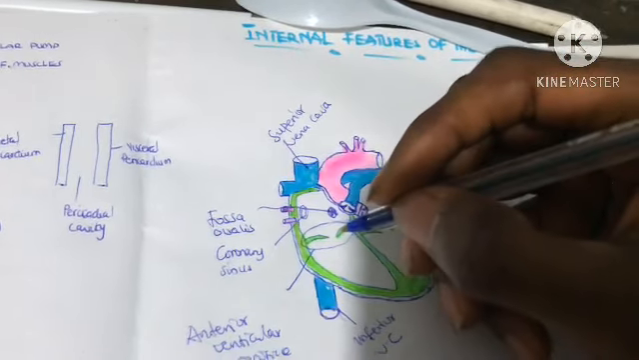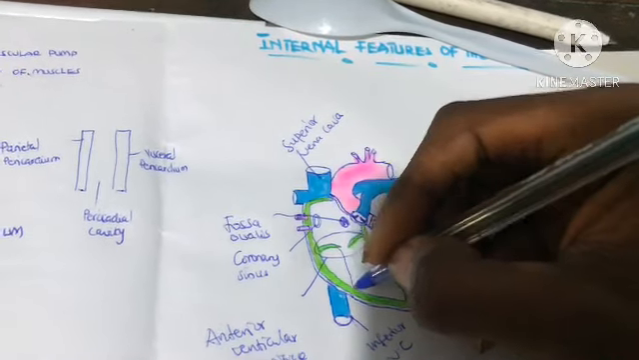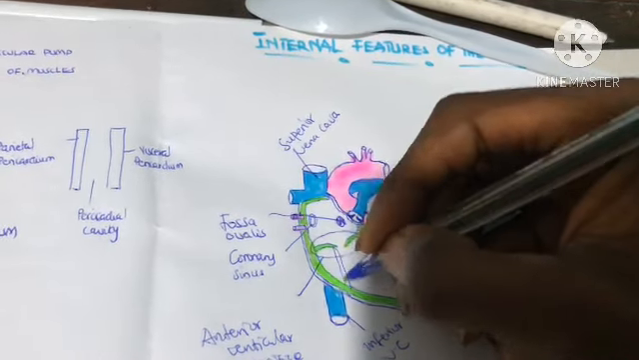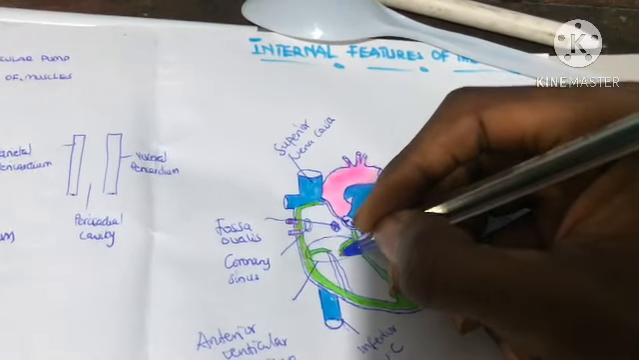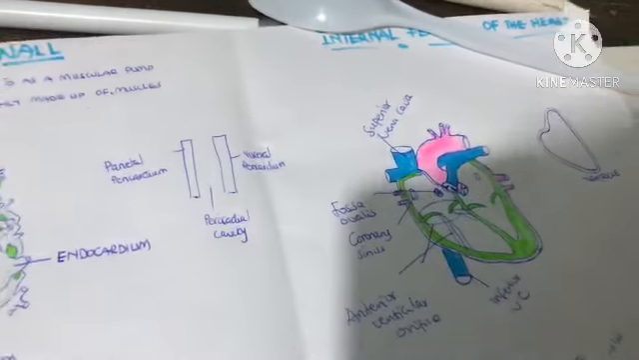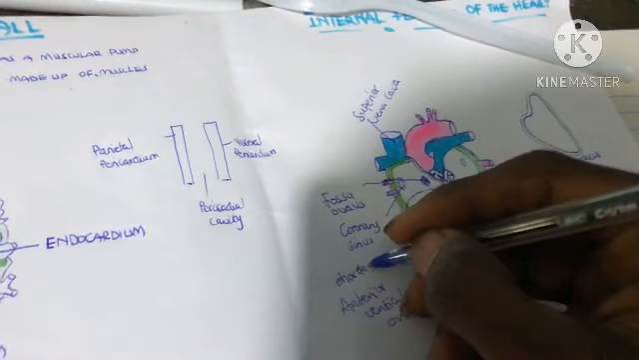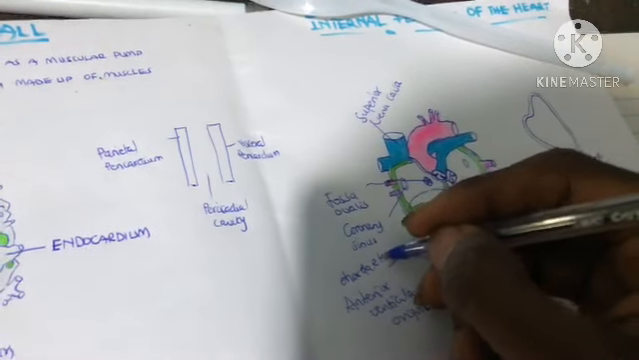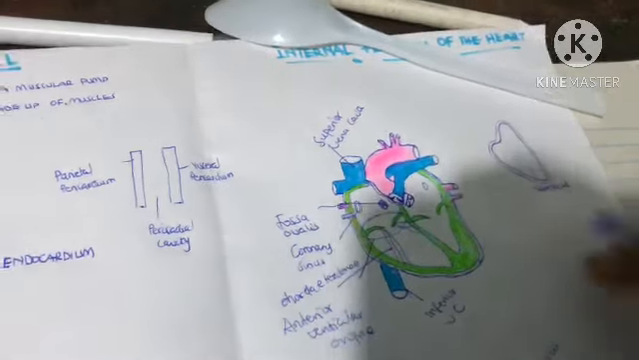Certain cords we call the chordae tendineae. So there are cords that hold these valves tightly so that they will be firm. And these cords are called the chordae tendineae. Let me write it here. Chordae tendineae. You understand?